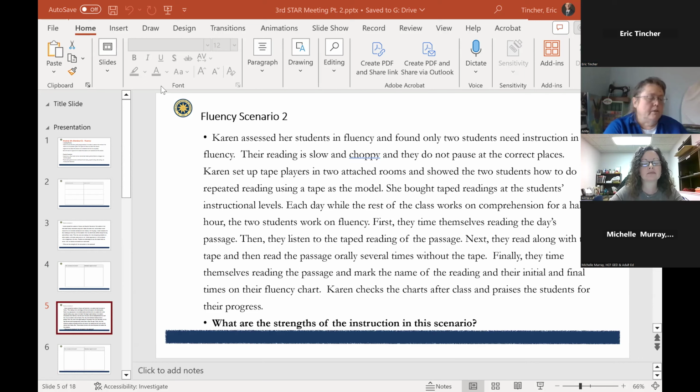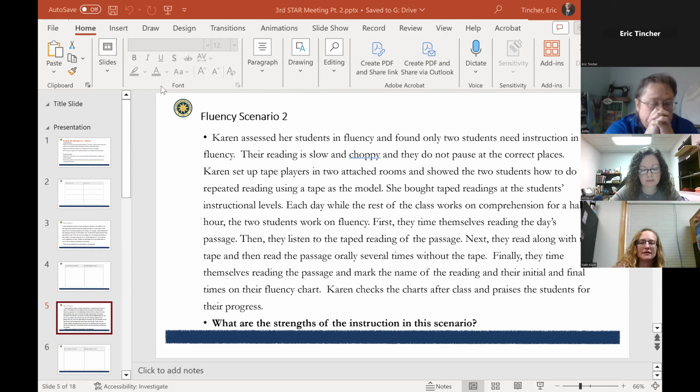All right, very good. So what do you think are the strengths of the instruction in this one? That she had taped readings at the students' levels. Yeah, very good. Which also means she assessed them, right? Because she knew what their levels were. So it's definitely always a strength to assess them. Okay. Anything else that's a strength?